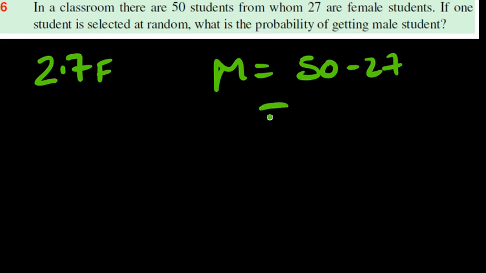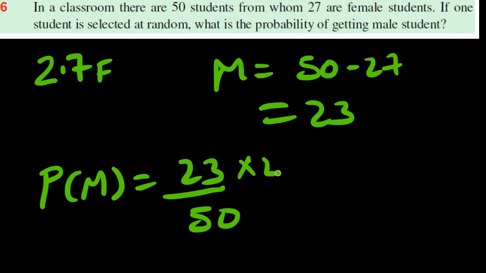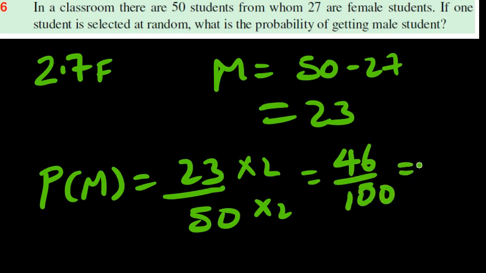It says in a classroom there are 50 students in total, and 27 female. 27 female means obviously the male will be 50 minus 27, which is 23. 23 males are there. So if a student is selected at random, what is the probability of getting a male? The probability of male will be 23 over 50. You can change this into a percentage. How? Multiply by 2, which will be 46 over 100, which is 46%.